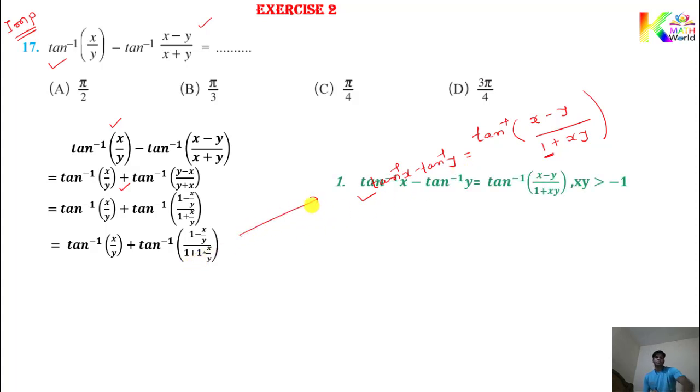Okay. So in the next step you got this form as we discussed. This is your formula. So in the next step you got tan inverse of x by y plus tan inverse of 1 minus tan inverse of x by y. Now this is like plus x minus x, so both can be cancelled out. So you got tan inverse 1, and tan inverse 1 is nothing but pi by 4. So option C, that will be your correct option.